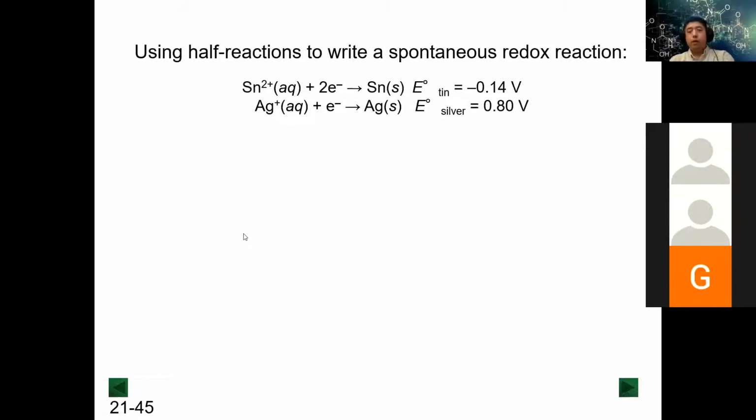Okay. Who is able to determine which one is the cathode, which one is the anode? Okay, silver is my cathode, tin is my anode. What does my overall E cell value come out to? 0.94 is correct. Okay, so let's go through this.